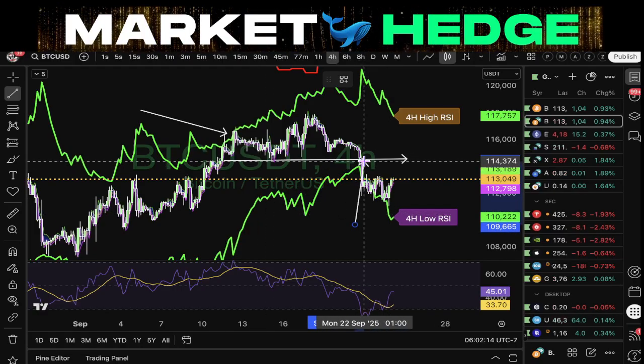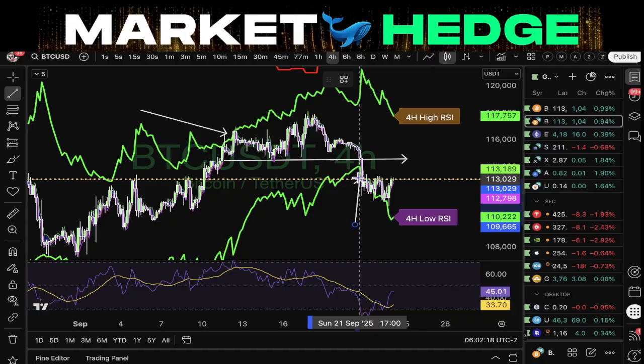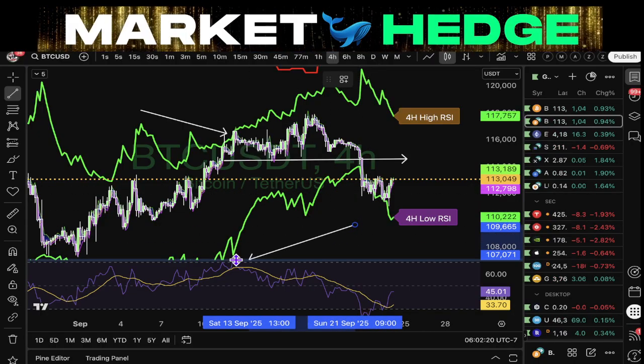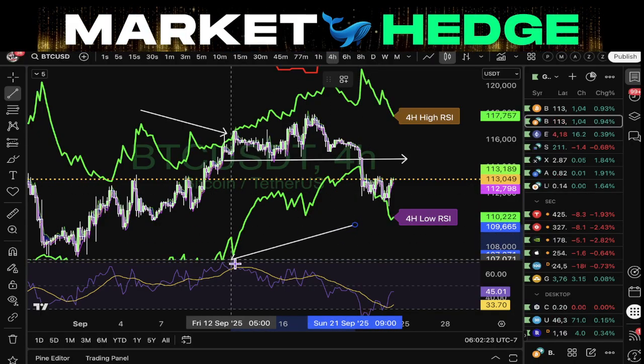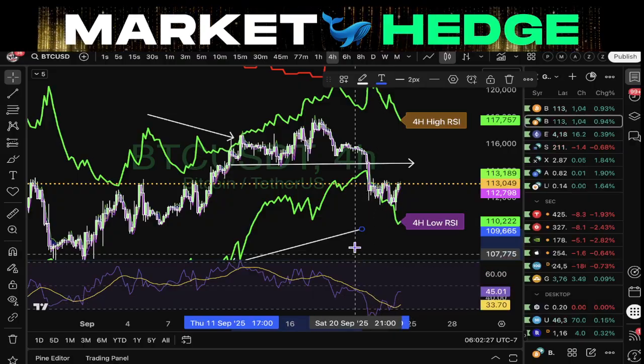This is the 4 hourly chart. You'll see here that interaction overbought. You'll see the interaction here oversold. Now, that corresponds to the specific overbought here on the RSI indicator, you're seeing that on the oscillator, and the oversold here on that oscillator again.